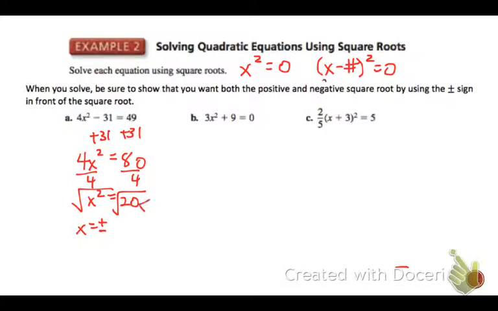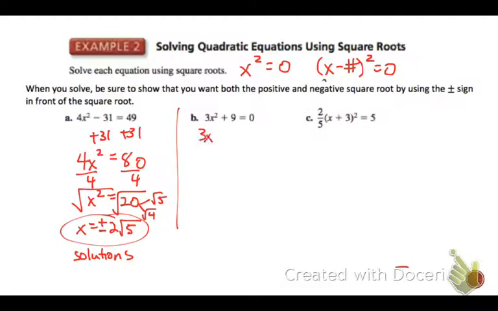20 is not a perfect square, but we can break that up into the square root of 5 times the square root of 4. If we simplify the square root of 4, then we'll get 2 times the square root of 5. This is the two places where our quadratic is crossing the x-axis. So these are the solutions: positive 2 times the square root of 5, negative 2 times the square root of 5.